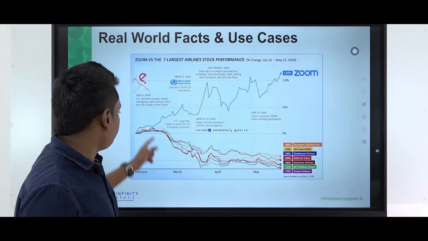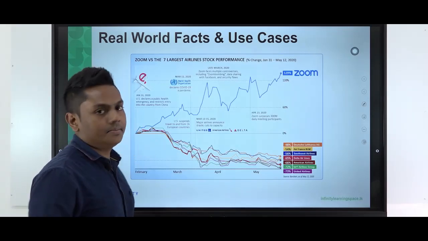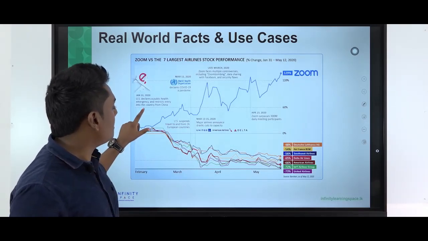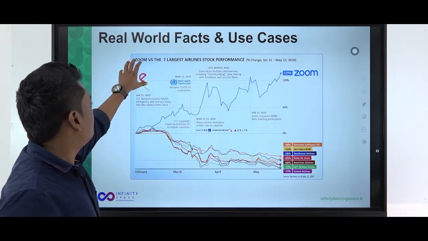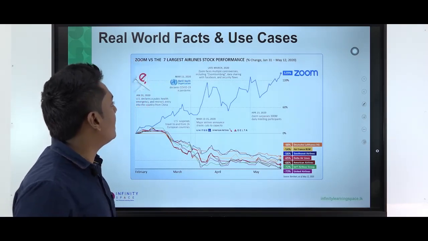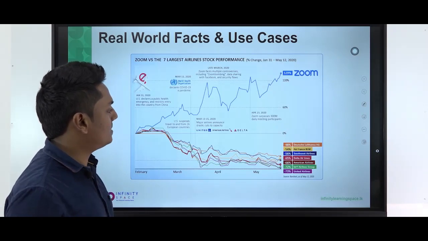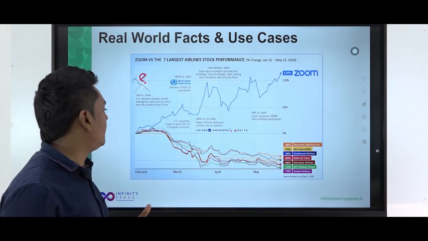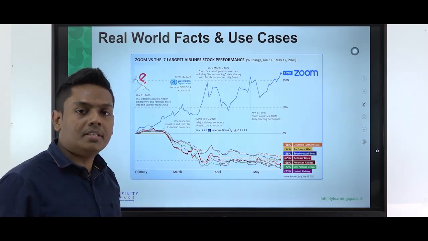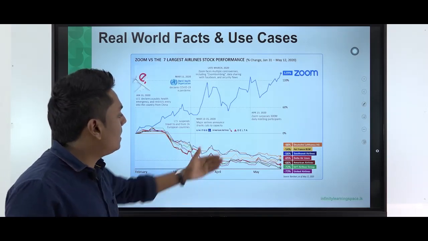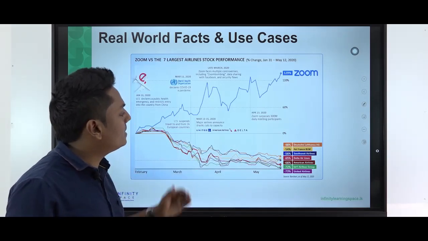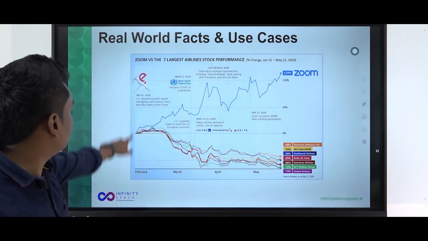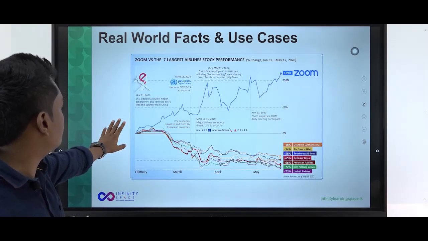What happened in February, when COVID started? By that time, I'm going to give you some comparison: Zoom versus the 7 largest airline stock performance. So these are the percentages of what happened because of this pandemic. Because of COVID-19, what happened to these digital businesses and to the airline services? If you can see the chart here, in February, all were at a similar stage.